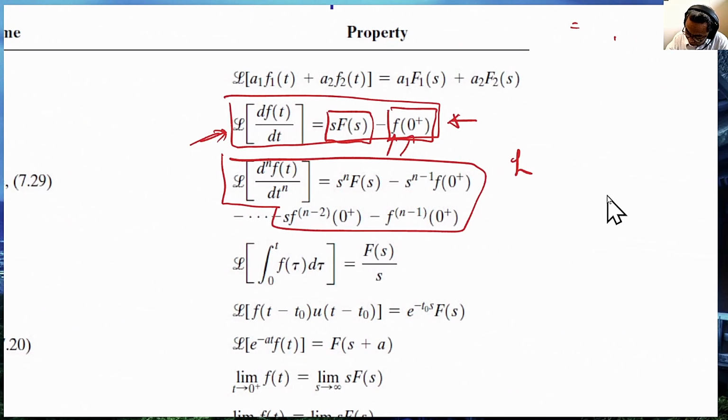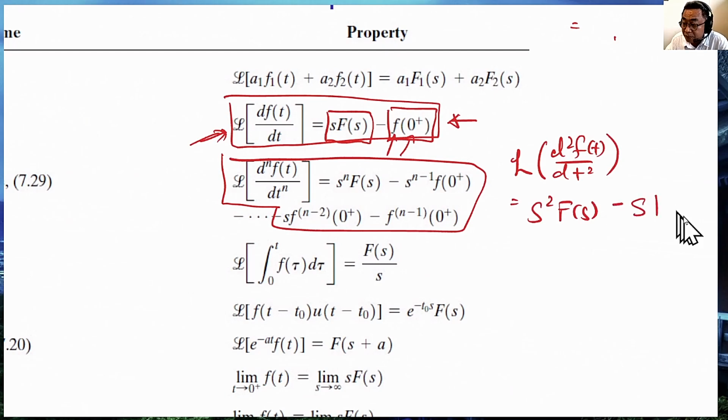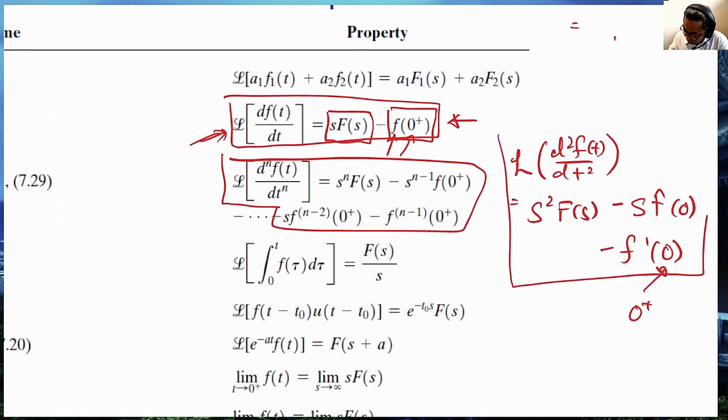So let's try. The Laplace transform of d2 f of t over dt squared is equal to s squared F of s minus s times small f of 0 minus f prime of 0. Okay, we're not very pedantic about whether it's 0 plus and things like that. It'll be clear from the question given to you. So this is the expression for the Laplace transform of a second order differential expression.